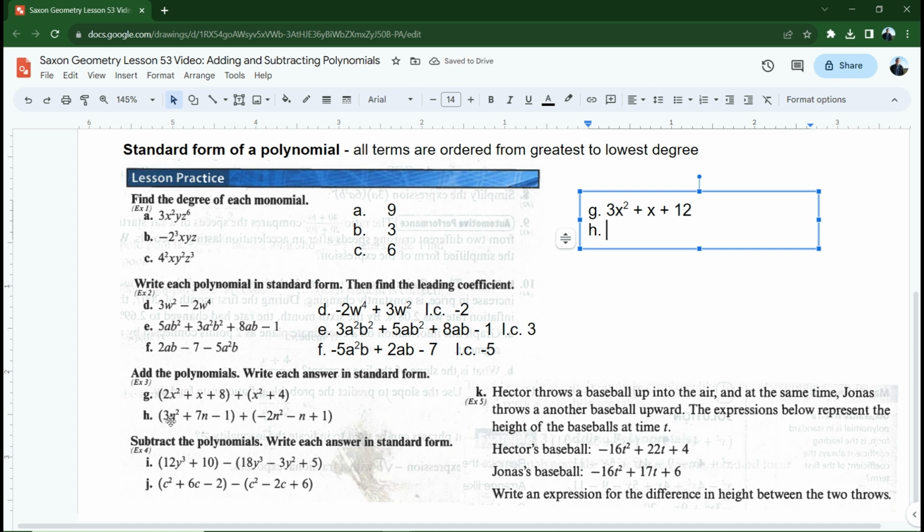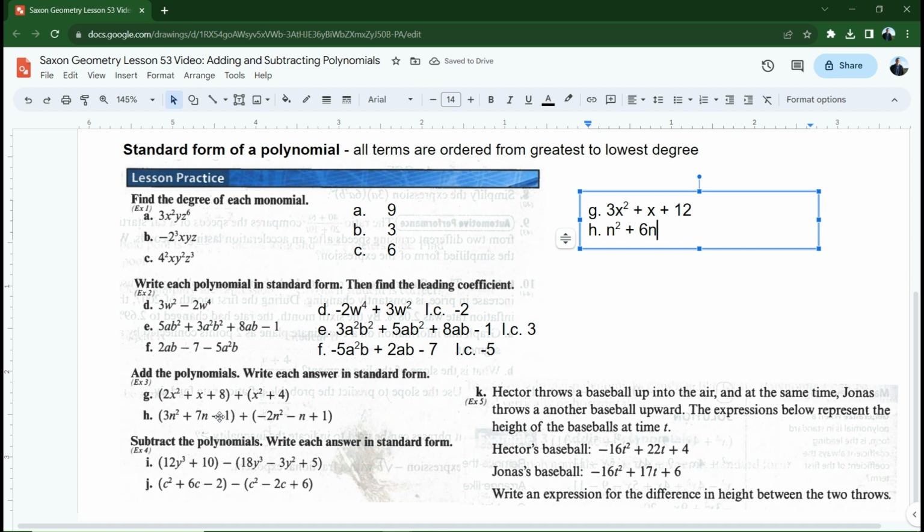I can combine the 3n squared minus 2n squared. I have 3n squared, so I'm going to subtract 2n squareds. So I'm going to have just 1n squared left, and then I don't have to write the 1. So it's going to be n squared plus 7n minus n. 7n's minus 1n is 6n's.